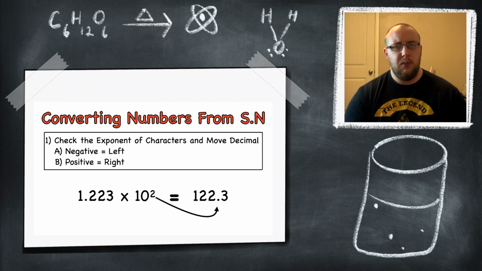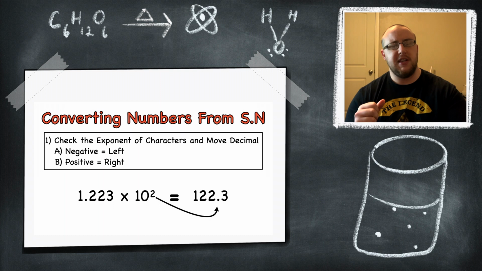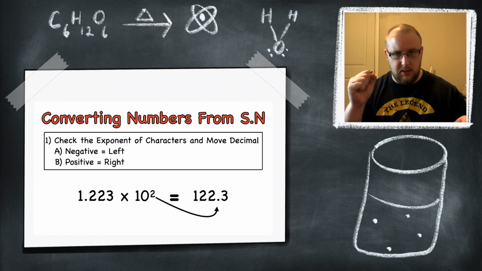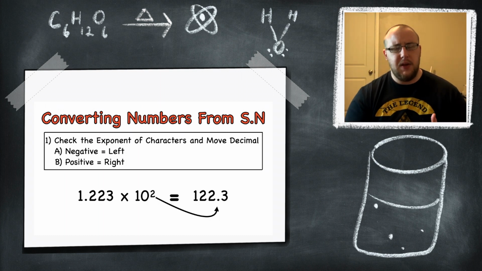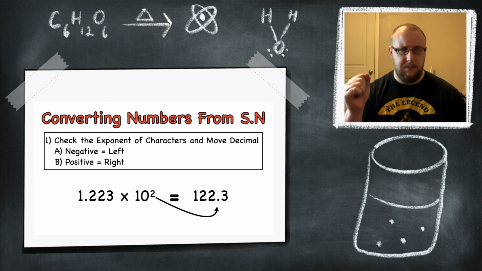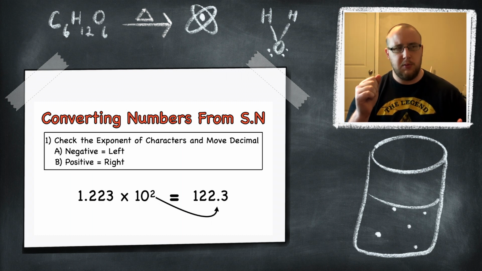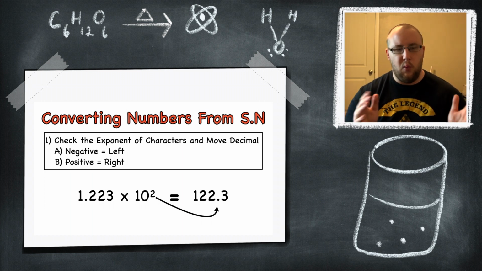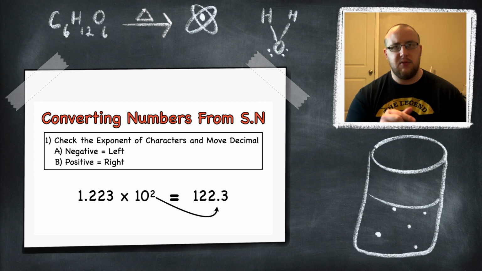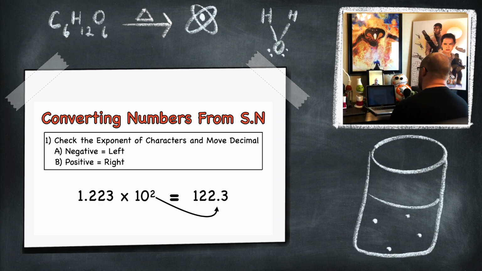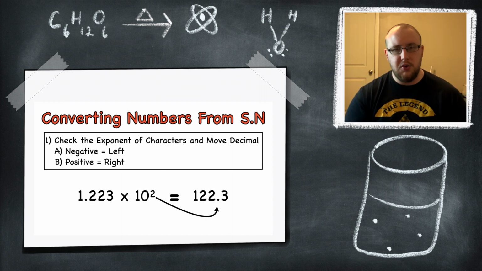If we look at our characteristic and it's 10 raised to the negative something, then we're going to move our decimal place that many places to the left. Vice versa, if it's 10 raised to the positive something, then we're going to move our decimal place to the right that many places. Let's take our scientific notation of 1.223 times 10 raised to the positive 2nd. Because it is a positive 2, we are going to move our decimal place 2 places to the right, giving us our original number of 122.3.